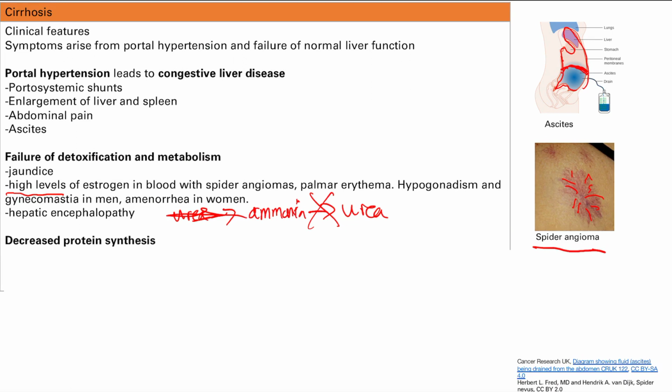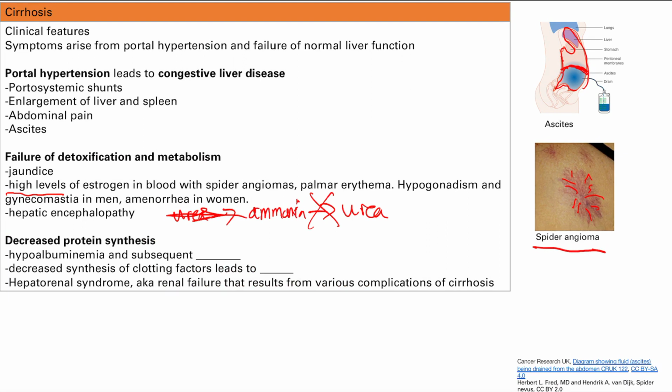Okay, finally, decreased protein synthesis. Normally your liver makes albumin. Not enough albumin, what does that mean? There's low albumin in your blood vessels. That's decreased oncotic pressure. What is that going to cause? That's going to cause fluid to go out of your blood vessels into the interstitium, and you're going to get edema. You're going to get decreased synthesis of clotting factors. What happens if you have fewer clotting factors? Well, obviously you're going to bleed more, so you get bleeding and coagulopathy.